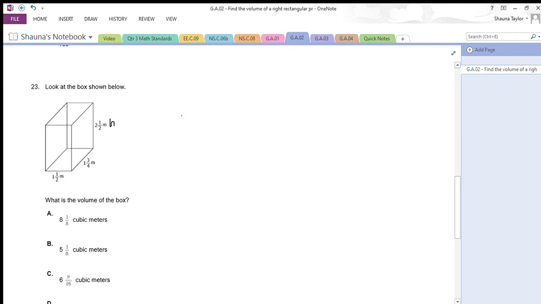Okay, this one says, look at the box shown below. What do I see? What is the volume of the box? Alright, so it looks like we are finding volume for this one. I see a length here, I see a width here, I see a height here. So that tells me I'm going to use the formula V equals LWH. Okay? So I would write that on my sheet of paper.